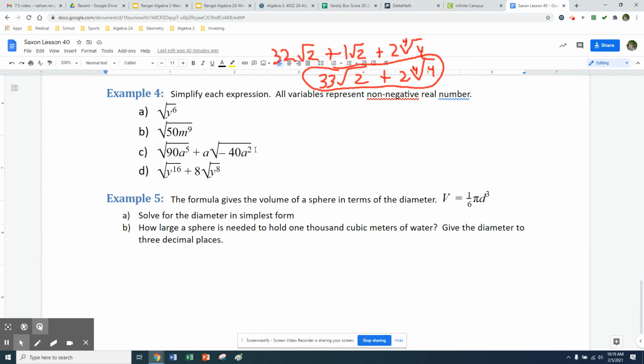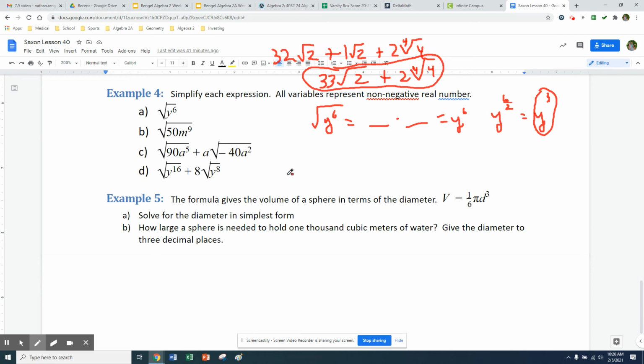To finish up lesson 40, we're going to look at A and B, just practicing simplifying again, similar to what we did in day 1. So we're going to take a look at the square root of y to the 6th. Remember, when we're taking a square root, we're looking for what number times itself equals back to y to the 6th. And with square roots, we can take that exponent of 6, cut that in half, and that's going to give us y to the 3rd. So that first answer there would give us y to the 3rd.